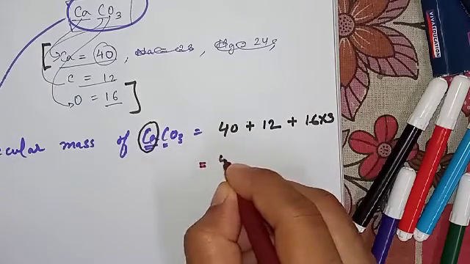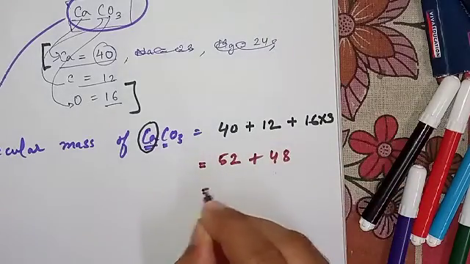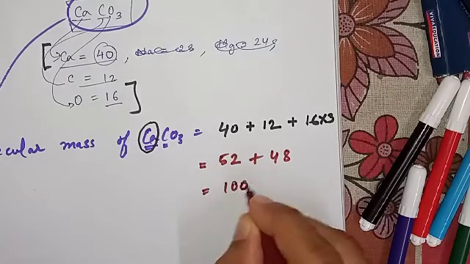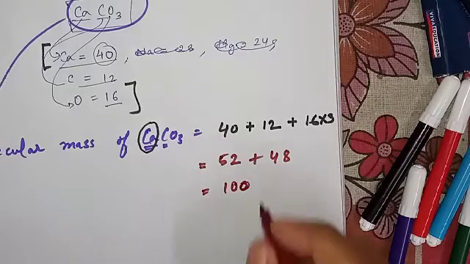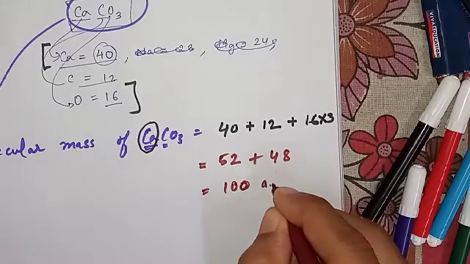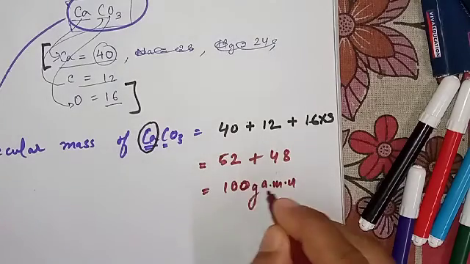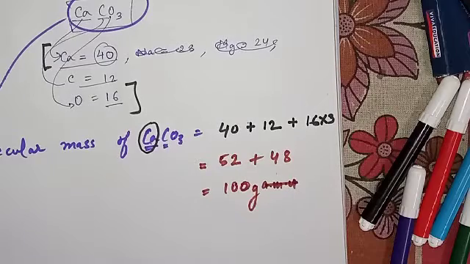So it will be 52 and 48, so it's 100. So 100 is the molecular mass of calcium carbonate. If you write in AMU, it will be atomic mass units. If you write in grams, that will be the gram molecular mass. Both are correct, you can choose any one as you wish, but both of them mean different things.